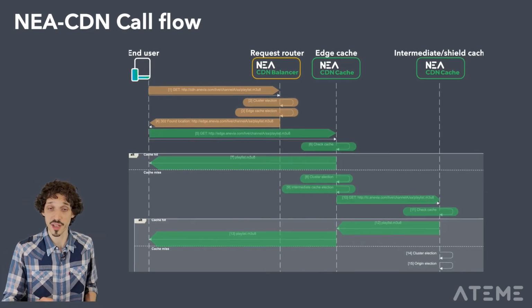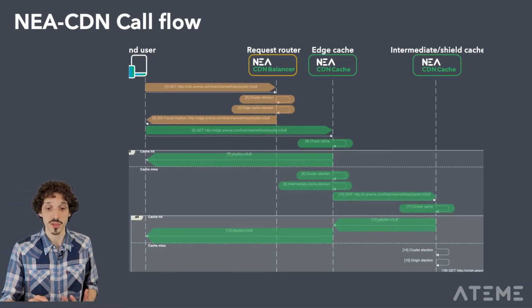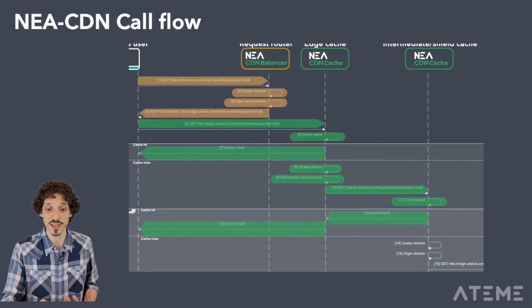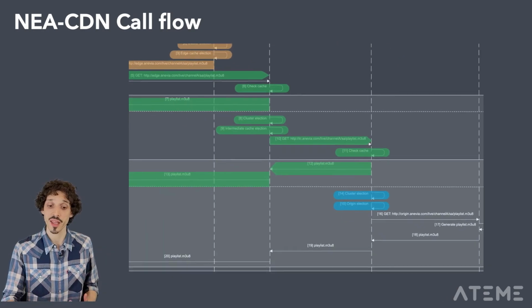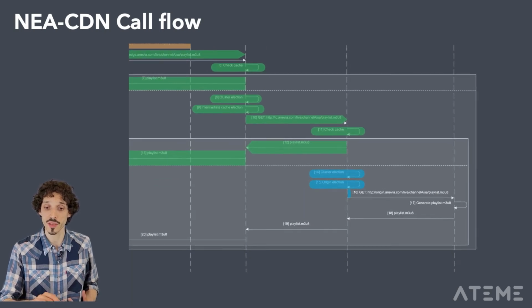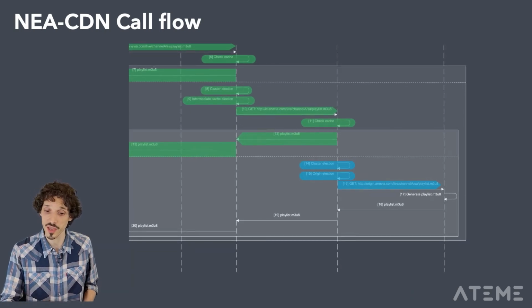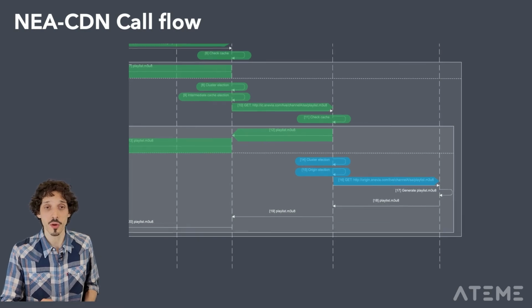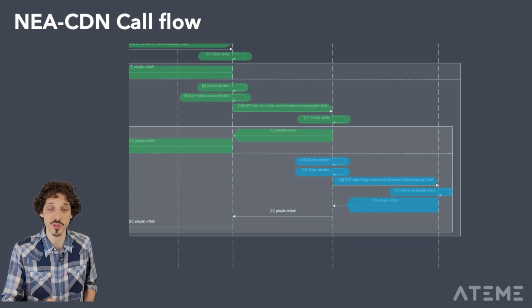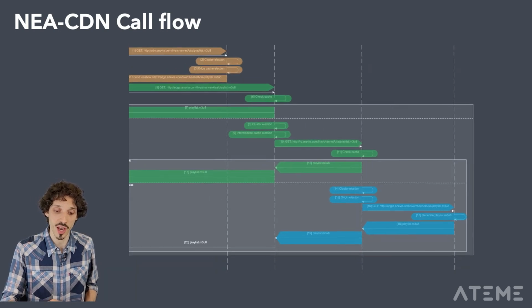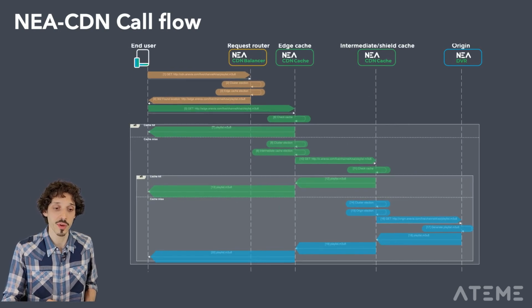If it doesn't have it, it needs to acquire it from a source. So it will basically elect a source cluster, select a server in this source cluster, and then send the request to get the content to this source server, which in this case is our origin server. The origin server is going to generate the content, deliver it to the intermediate cache, who will then deliver it to the edge cache, who will then deliver it to the end user.